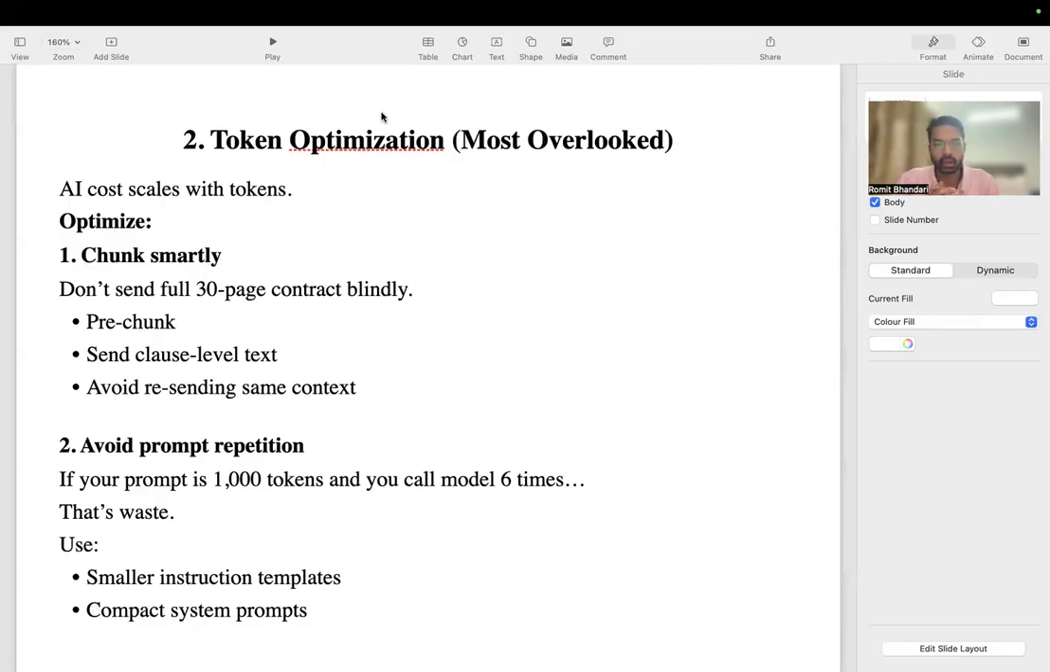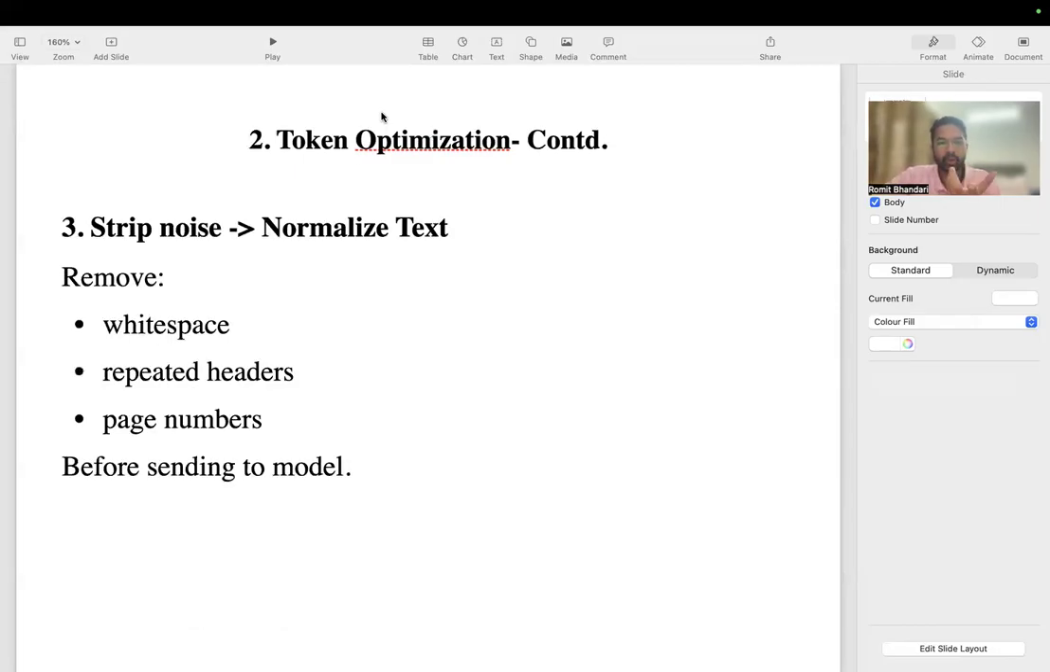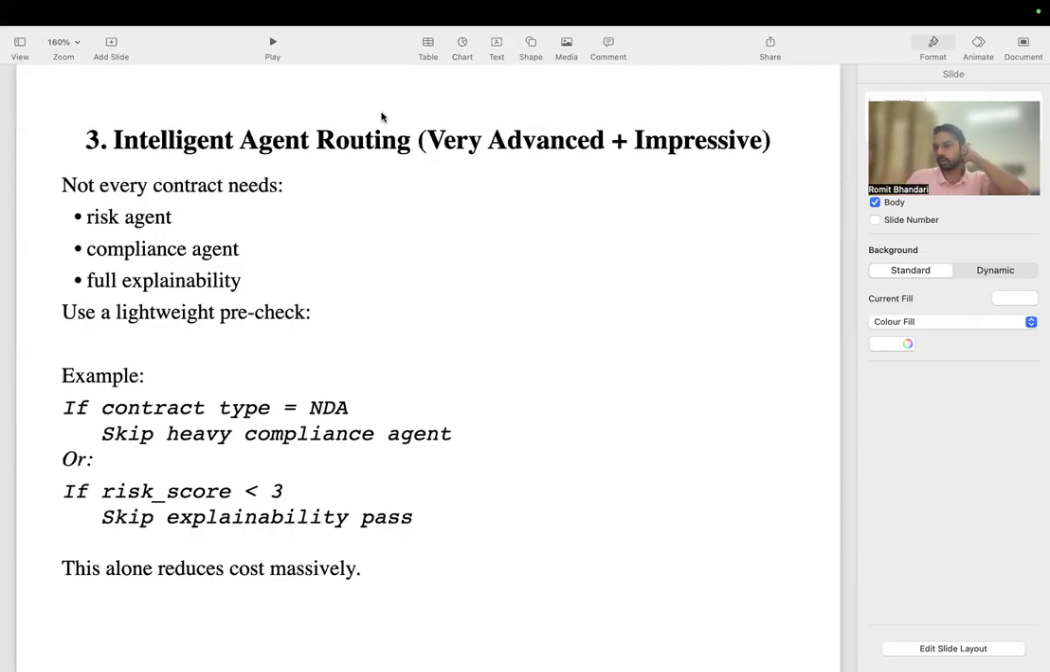And then obviously how you can avoid prompt repetition, right? And as already told, you should always normalize the text, removing repeated headers, page numbers, new line characters, white spaces, etc.